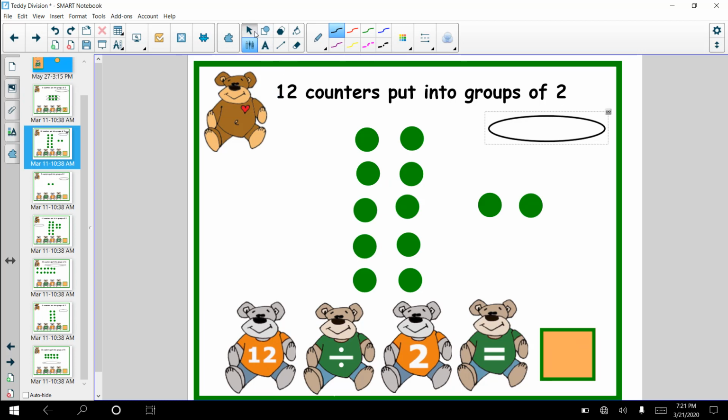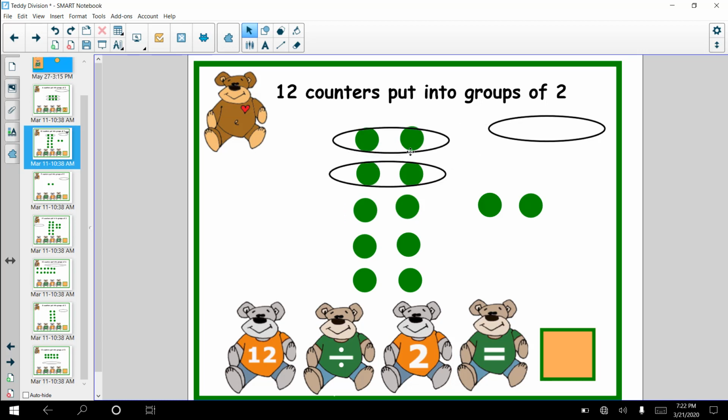I have 12 counters. 12 counters means 12 balls or 12 circles. I want to put them into groups of 2. Groups of 2 means every 2 counters make a circle. Every 2 counters make a circle. First one, so I have one group of 2. I have 2 groups of 2.